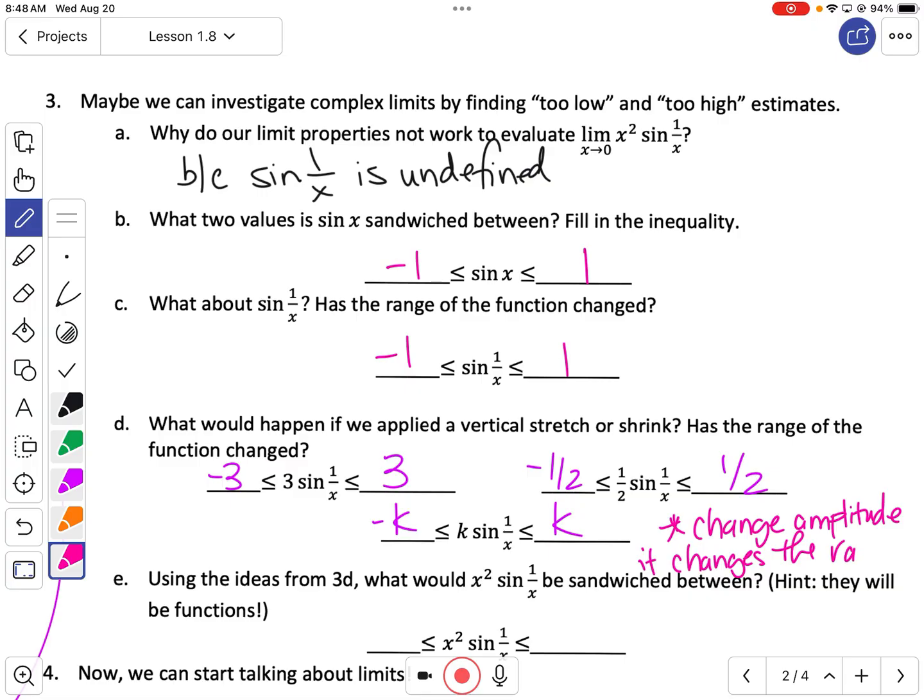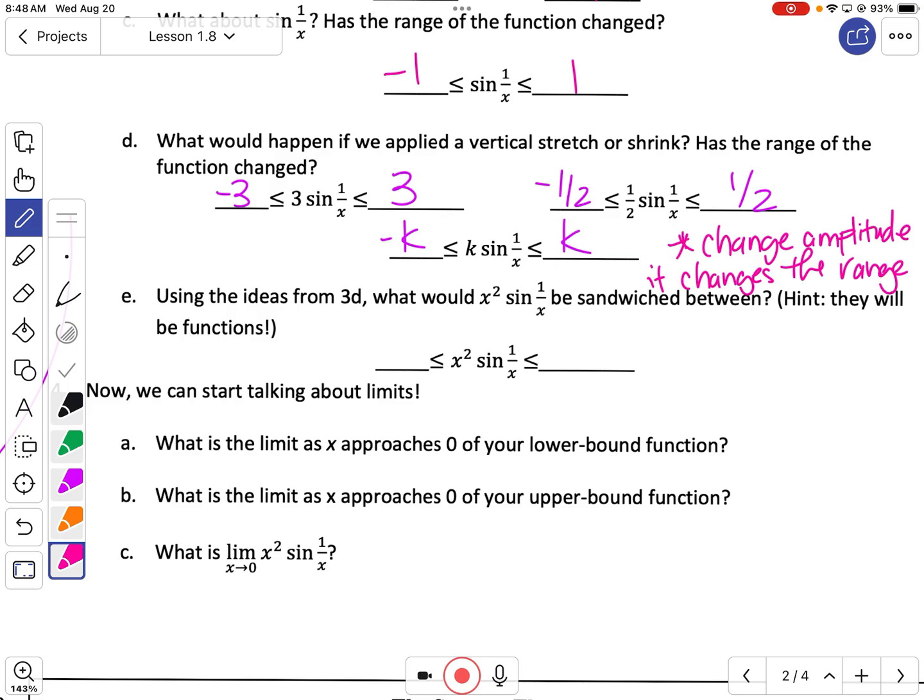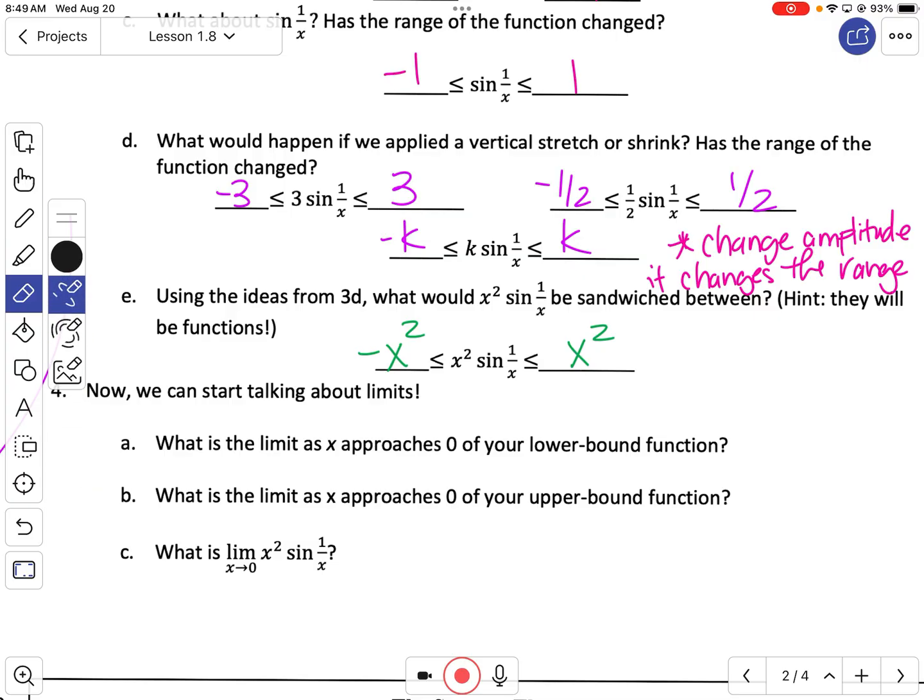Now they want me to extend that same concept. So using what we see here, what would x squared sine of 1 over x be sandwiched between? -x squared and x squared. It would be sandwiched between -x squared and x squared. So the opposite of x squared and x squared follows that same pattern, which is kind of nice. We've got this nice little pattern going on.